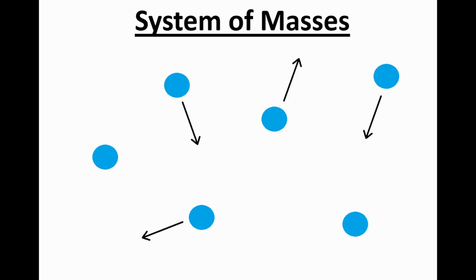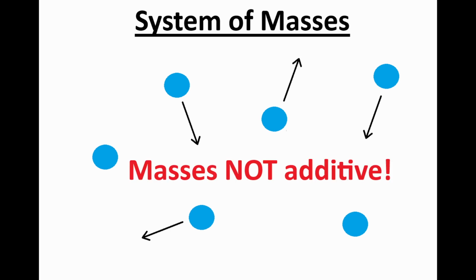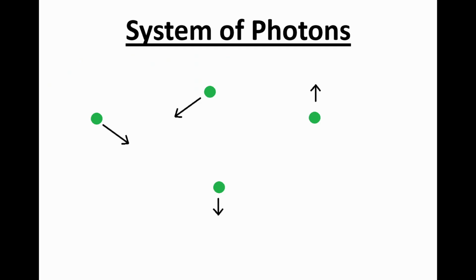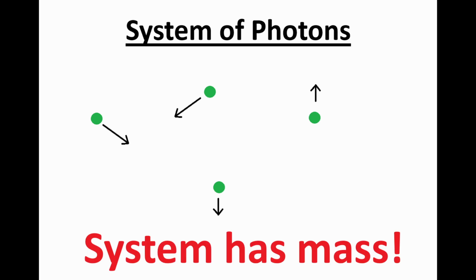Additionally, take a system of masses, which we define as a group of separated masses that are independent of each other and may or may not interact. This system can have a mass that is larger than the sum of the individual masses. Perhaps stranger still, electromagnetic radiation like light is made of massless particles called photons. However, if there's a group of such photons together, they too can possess mass. It turns out that mass is not simply an additive property.